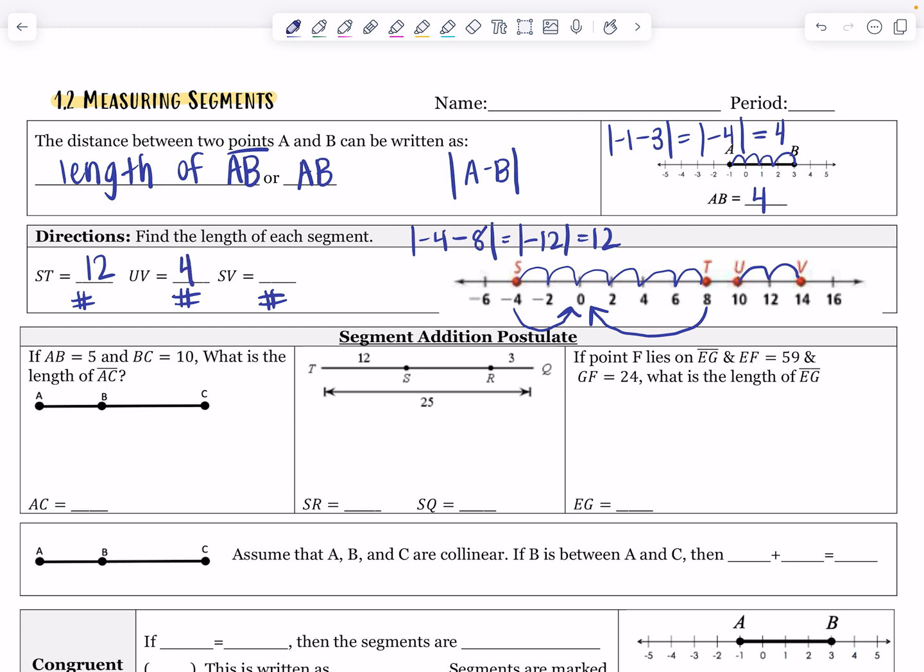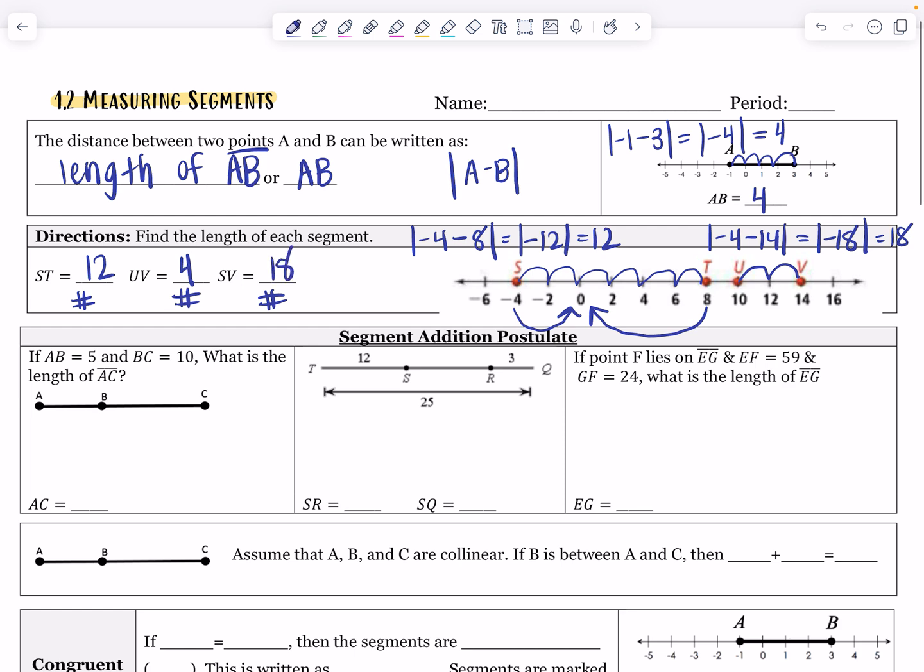And then from S to V, from -4 all the way to +14, so -4 minus 14. The distance from -4 to 0 is 4. From 14 to 0 is 14. So 4 plus 14 is 18. Or you could do it this way and say the difference is -18. So the absolute value of that is +18.